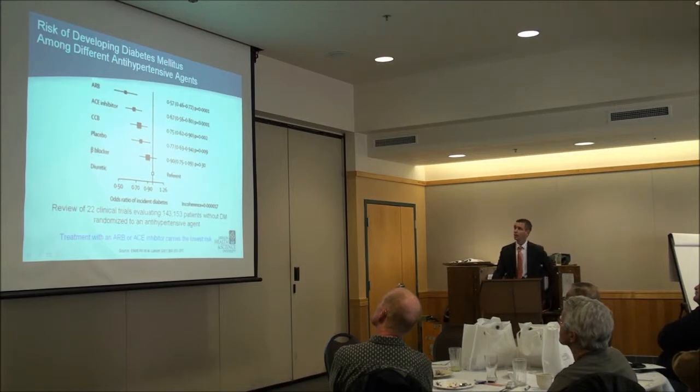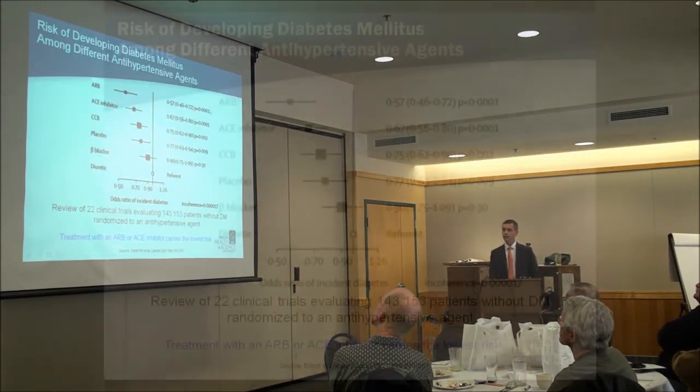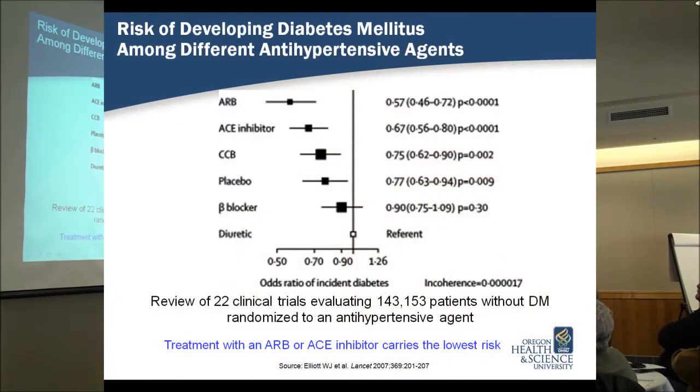Okay. So not only do we have weight loss, not only do we have exercise, but looking at a bunch of clinical trials in treating hypertension, there's a trend that ACE inhibitors and angiotensin receptor blockers carry the lowest risk for people that are treated with antihypertensives for the development of diabetes.